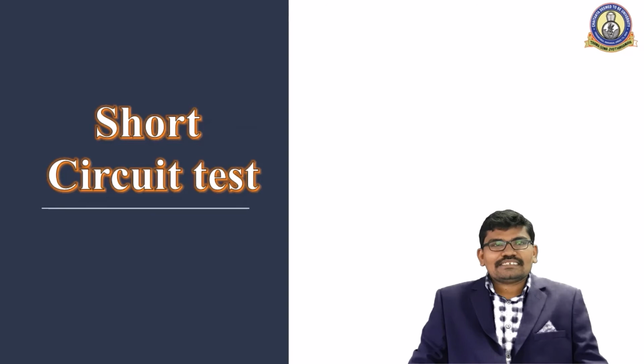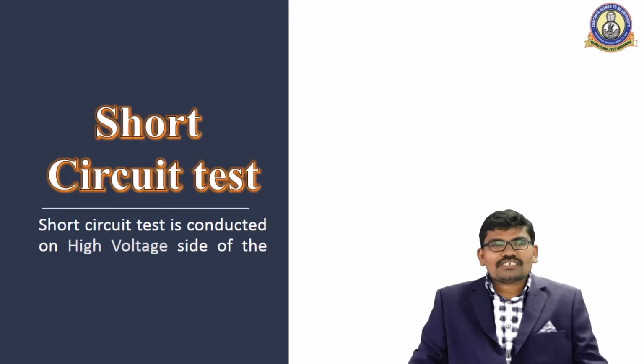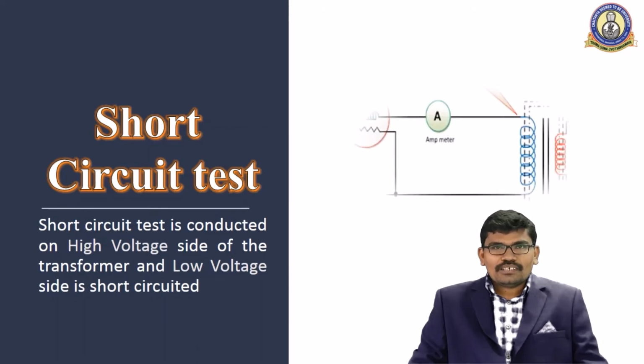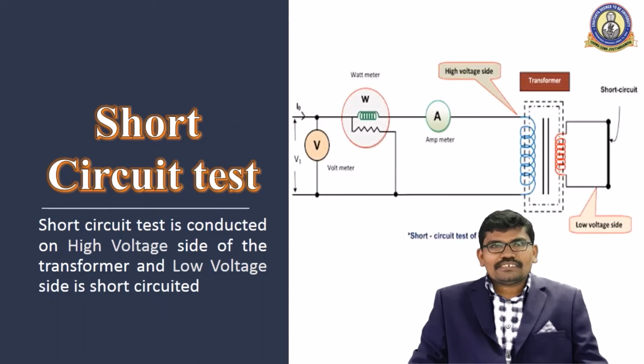This test is conducted on the high voltage side of the transformer, and the low voltage winding of the transformer is short circuited. We could conduct this test on the low voltage winding also, but it needs large rating measuring devices. To avoid that, we conduct the short circuit test on the high voltage side, and the low voltage side is short circuited. The circuit diagram is shown in the figure.